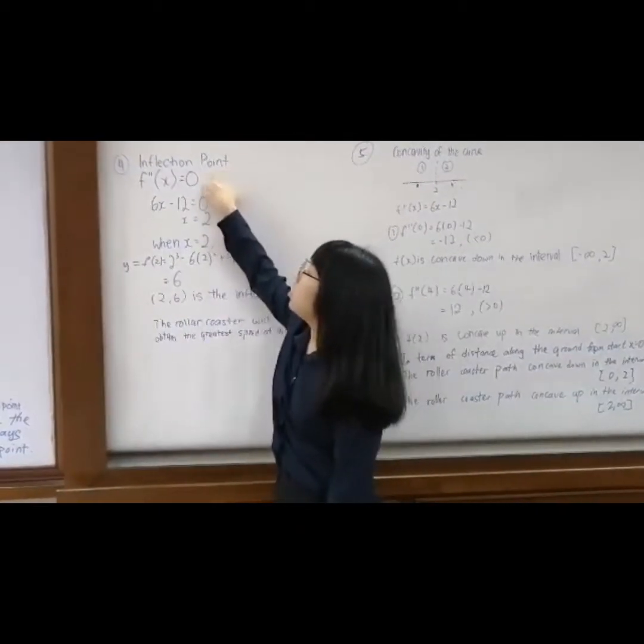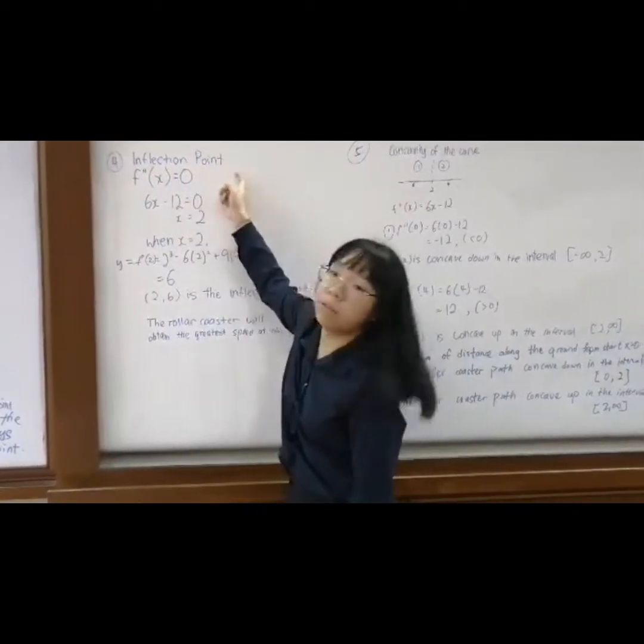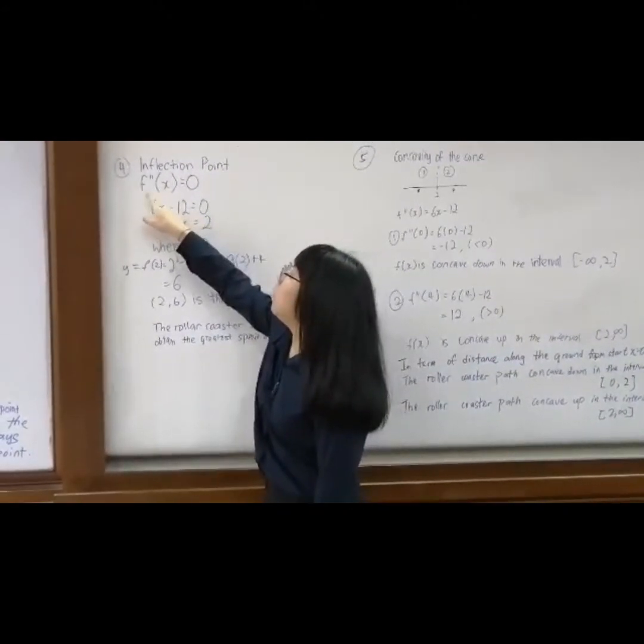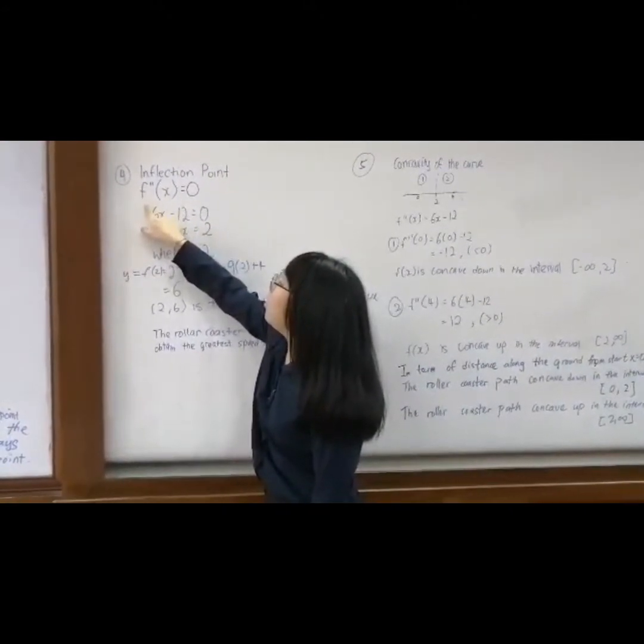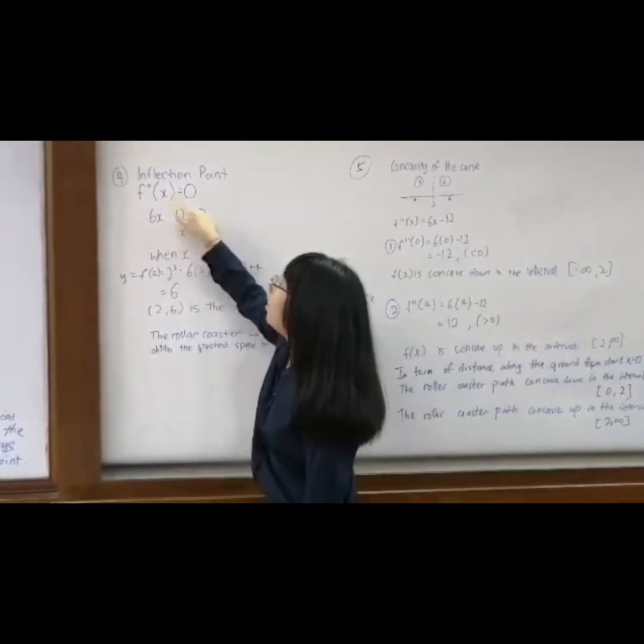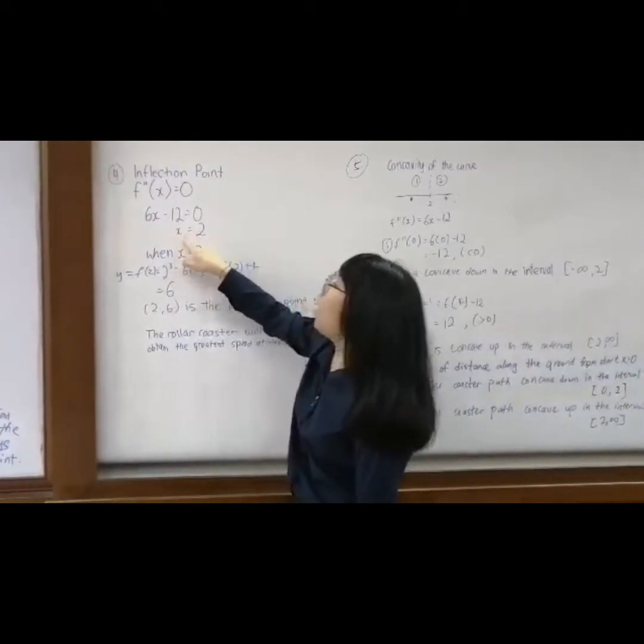For the fourth question, we need to find the inflection point of the roller coaster. So we set the second derivative of f(x) equals to 0, so we get x equals 2.